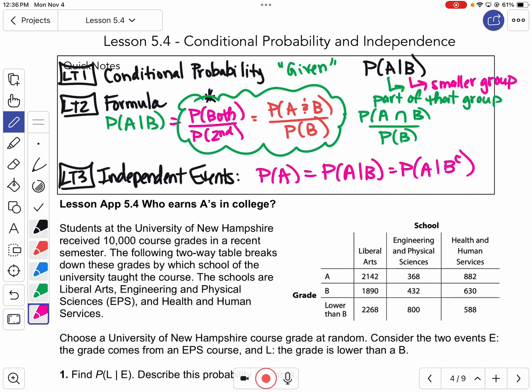Okay, so conditional probability always says "given." And then for our independent events, all 3 of those have to be equal to one another.